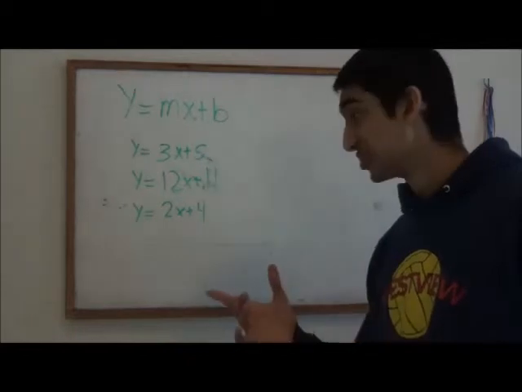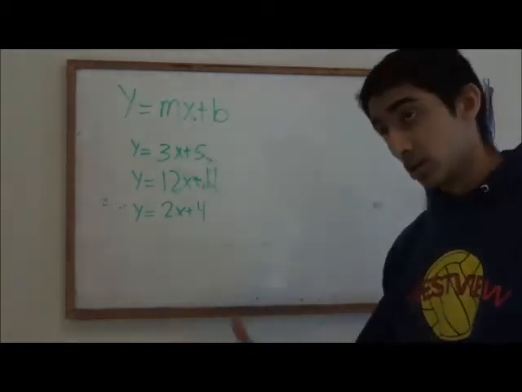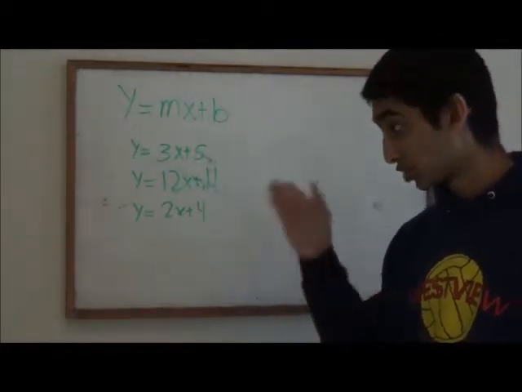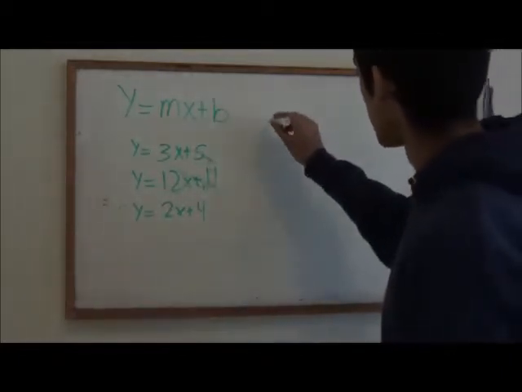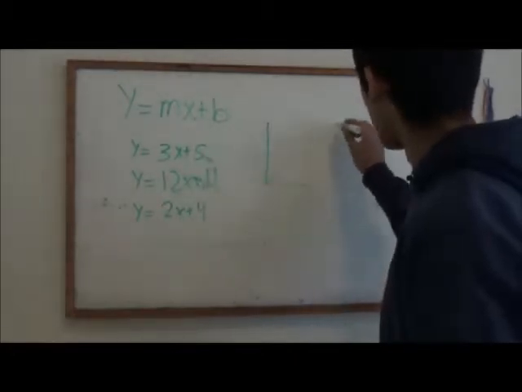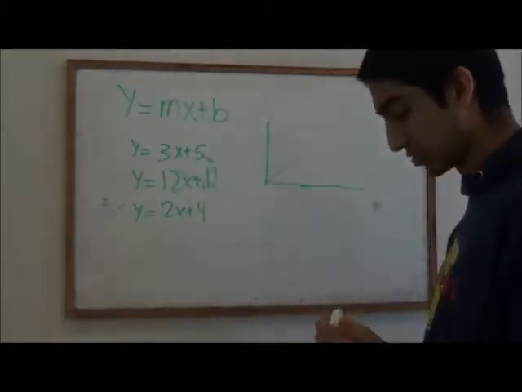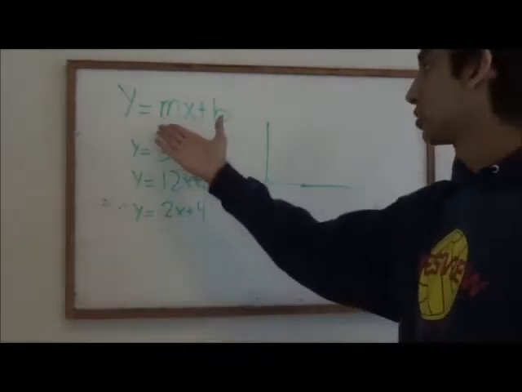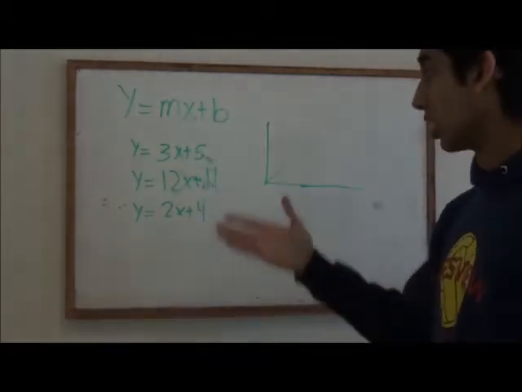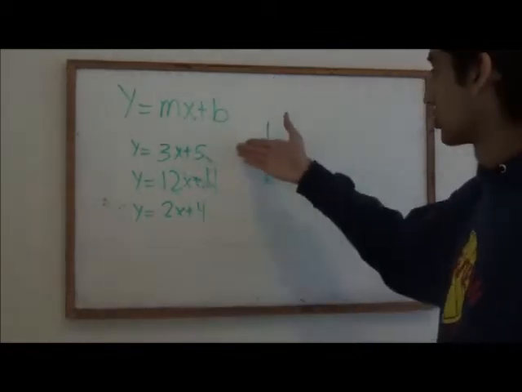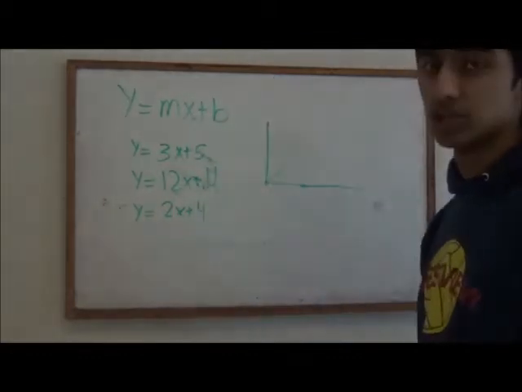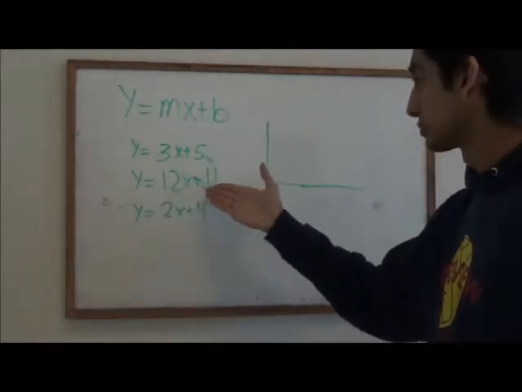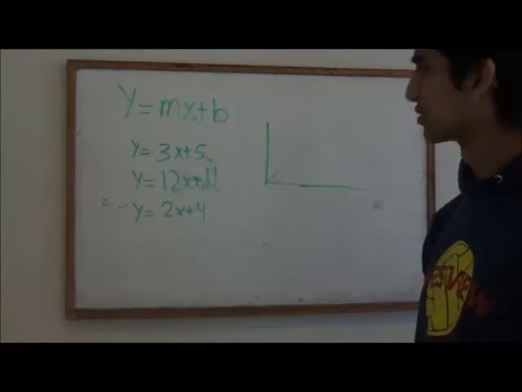So, this is a linear equation. A linear equation is something that can be graphically represented by a straight line, such as this. This is a straight line, it's y is equal to mx plus b. These are just sample equations of what a linear equation is. They're pretty simple: y is equal to 3x plus 5, y is equal to 12x plus 11, and y is equal to 2x plus 4.